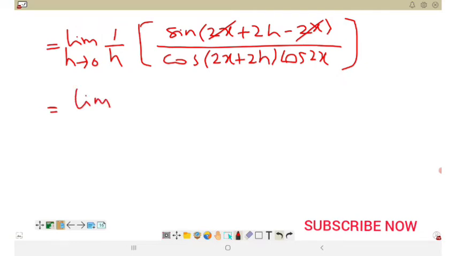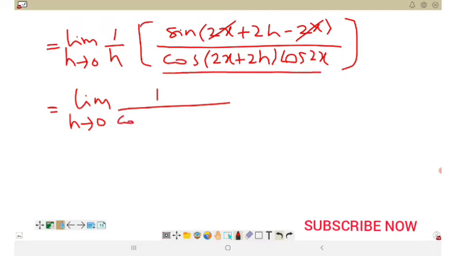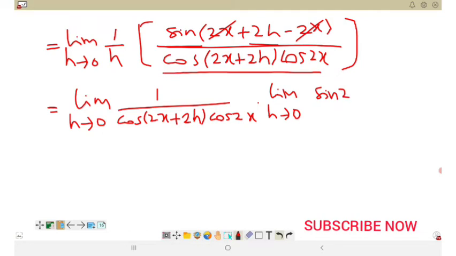Limit h tends to 0, 1 by cos of 2x plus 2h into cos 2x, and limit h tends to 0, sin 2h by h.